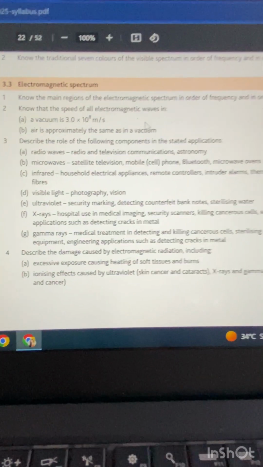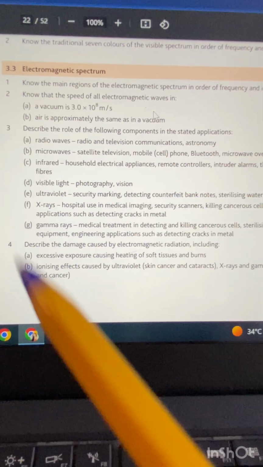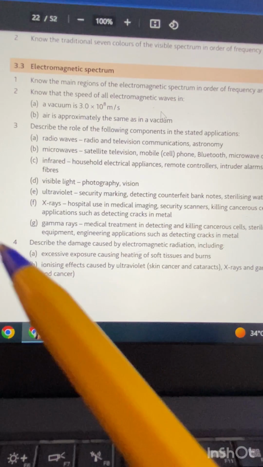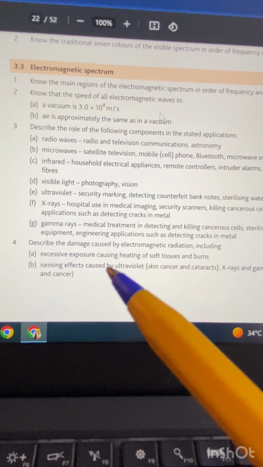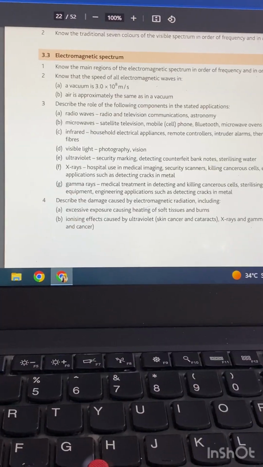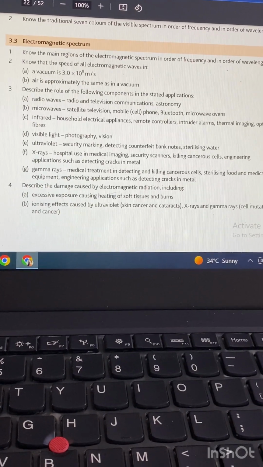Achha, the next objective that we have to cover is describe the role of the following components in the stated applications. This is a very reoccurring past paper question where they will ask you to list down the uses of different electromagnetic spectrum. So we'll write that down and then we'll discuss it. So our next objective is describe the role of the following components in the stated application. सबसे पहले we have radio waves.